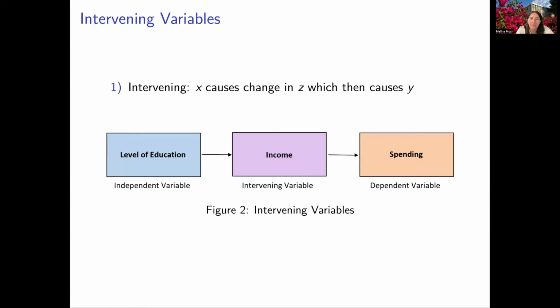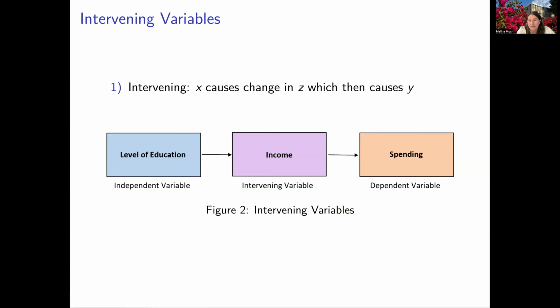An intervening variable is where X, or independent variable, causes a change in Z, and then Z is actually what's causing the change in Y. So a good example of this would be levels of education changing how much money somebody makes, and then that money is actually what's changing how much somebody spends.